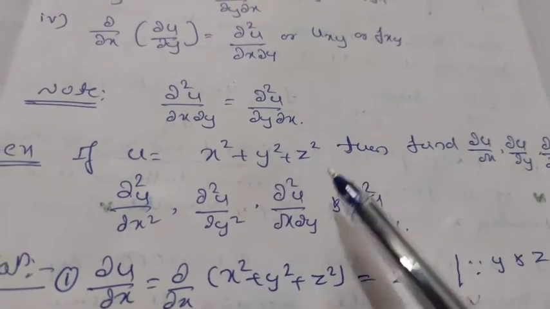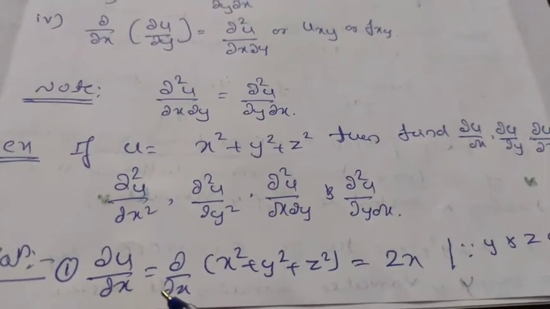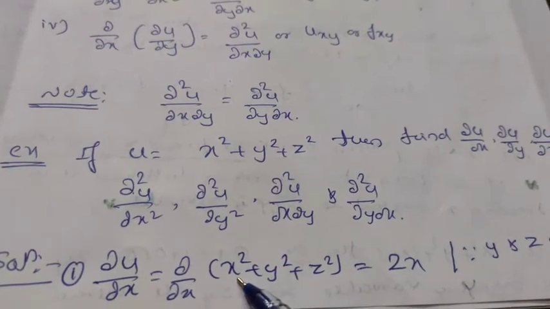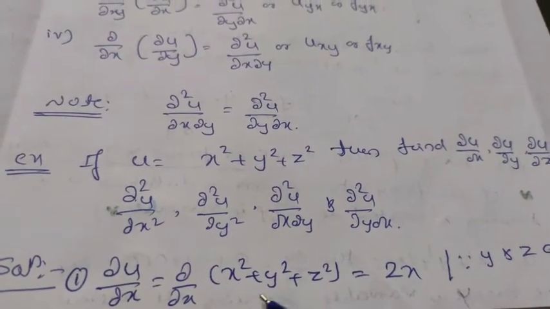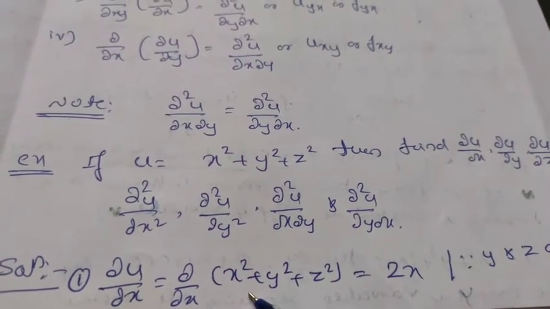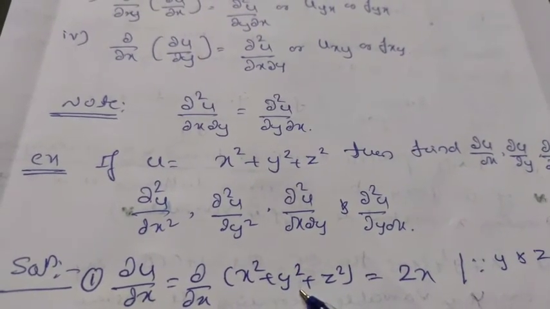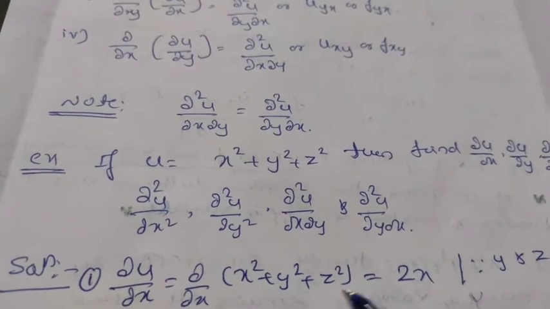So here u is given. First let us find ∂u/∂x. As we know, we have to differentiate this partially with respect to x. So only x is variable, remaining are all constants. So the derivative of x² is 2x. Here y is constant and z is constant, so the derivatives of y and z are zeros.